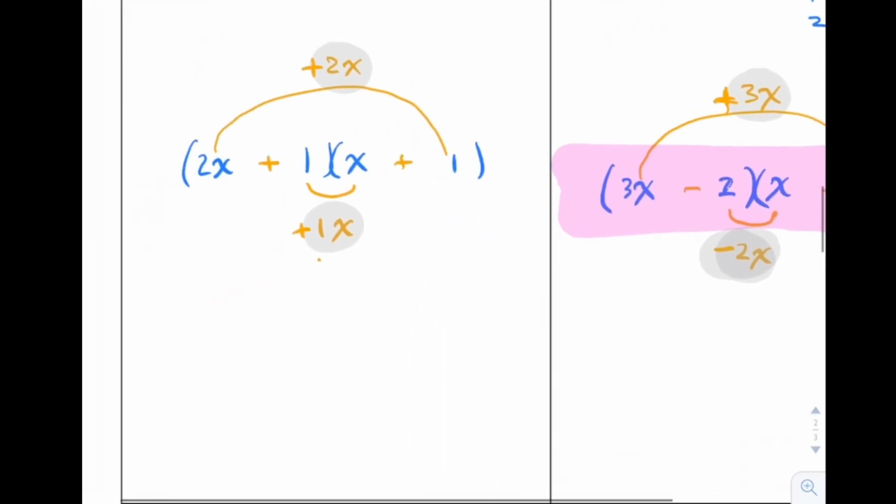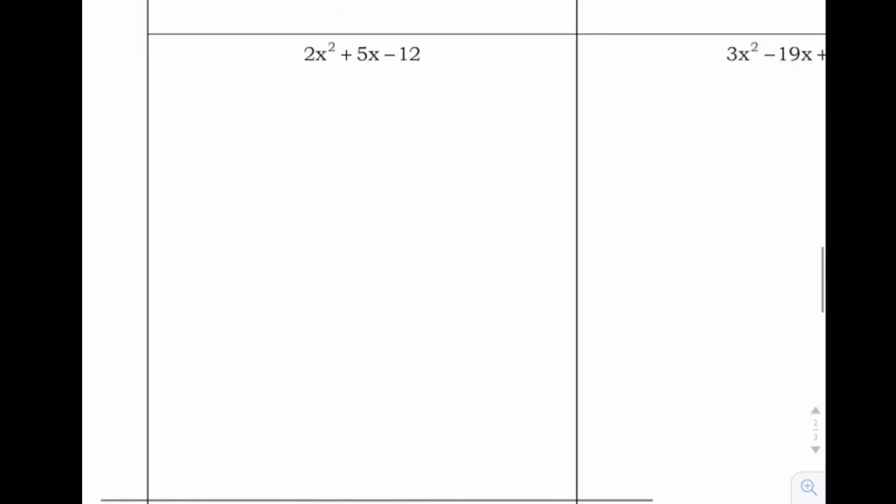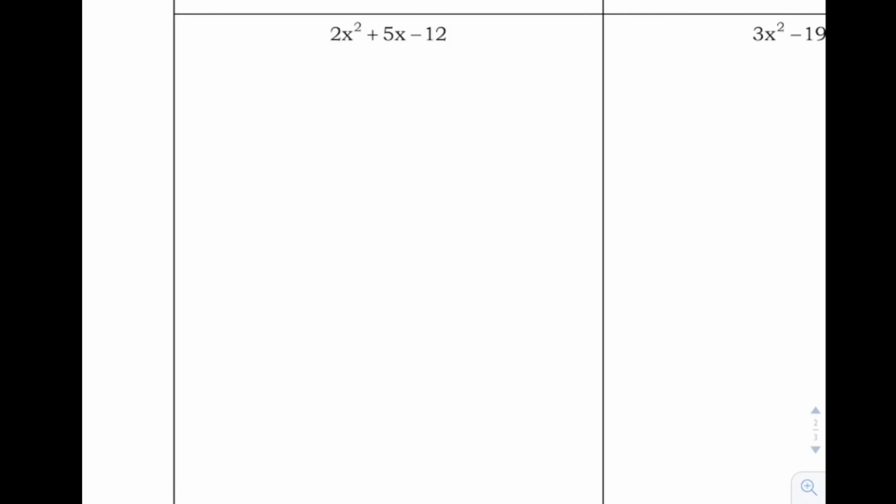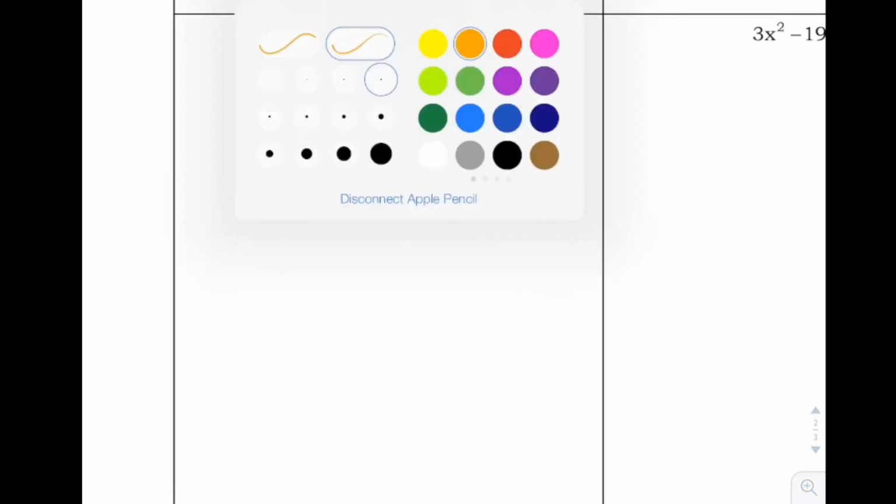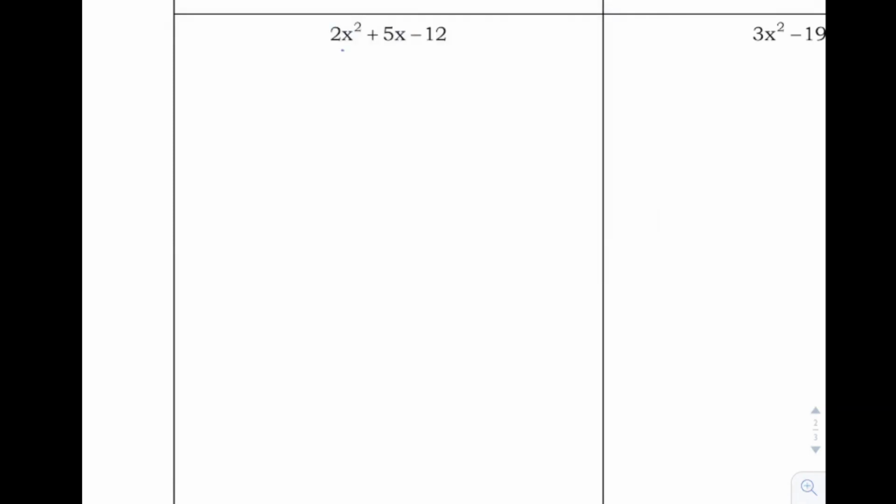Not unfriendly, anyway. Again, the key difference is that the first term is not just x squared, it's something else. In this case, it's 2x squared. So again, you know that when you unfoil, you're going to have to put a 2x times an x.